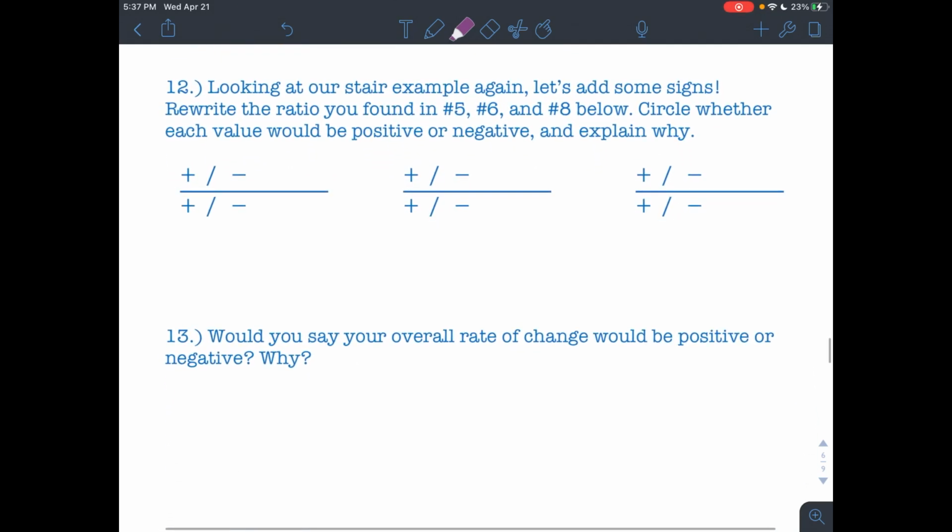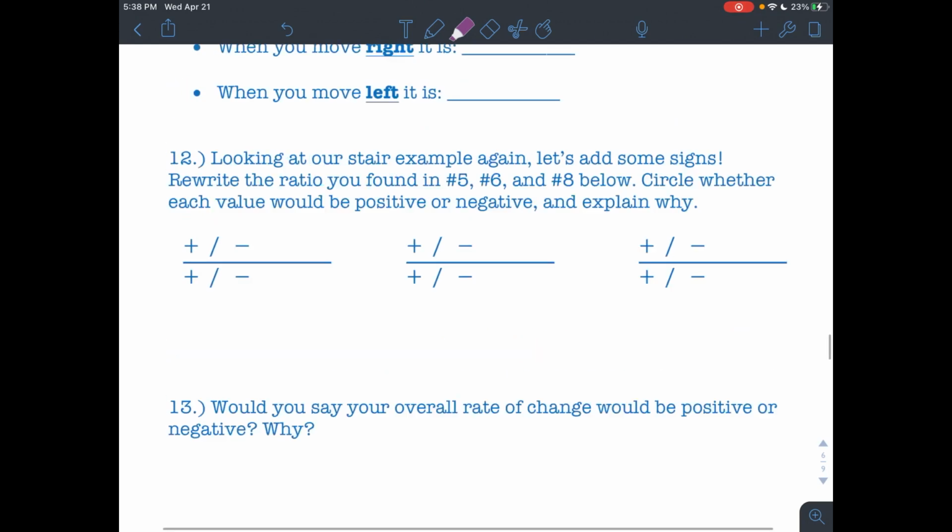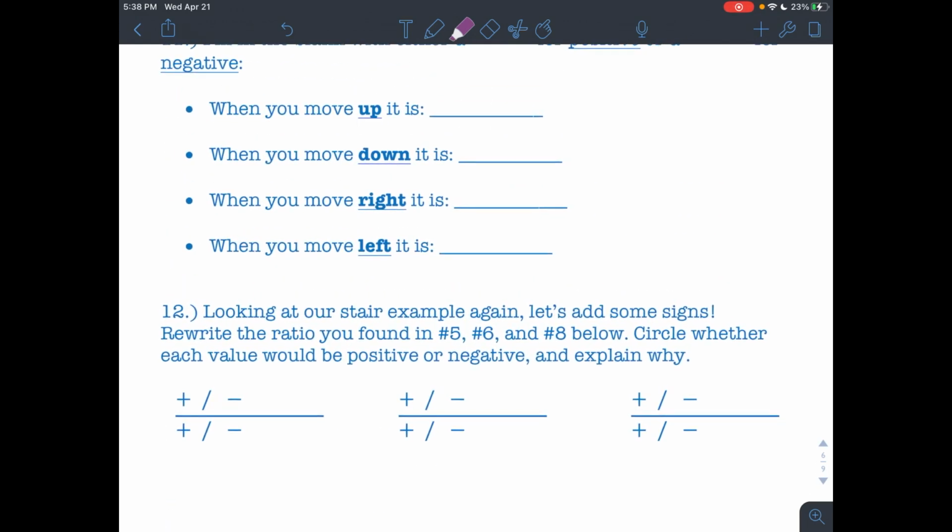And then looking at our stair example again, remember I told you you were going to need those ratios again. So from number 5, 6, and 8, rewrite those ratios right here, for the single stair, the 6th stair, and the full staircase. This time, you're going to choose whether it's a positive value or a negative value depending on its movement. Depending on what you wrote here, if it moved up, you'll circle the positive. If it moved down, you'll circle the negative, and so forth.